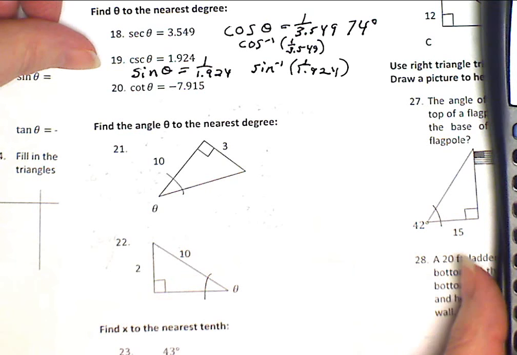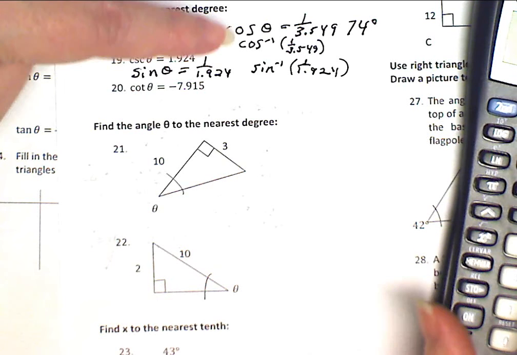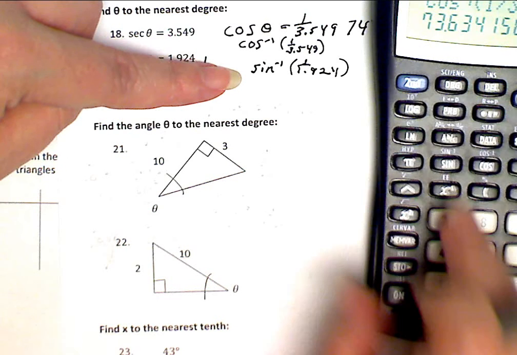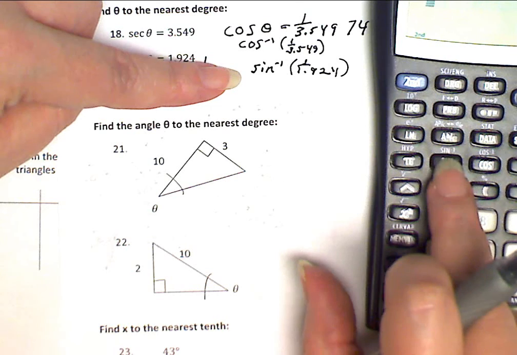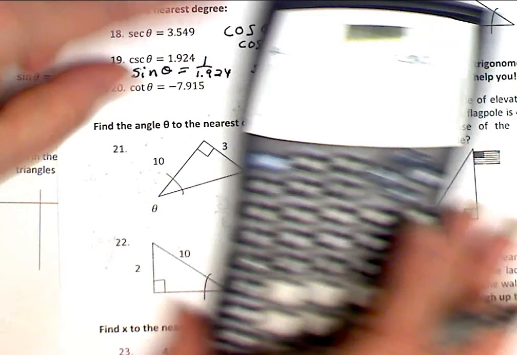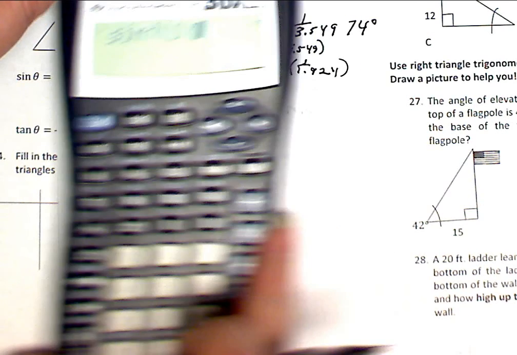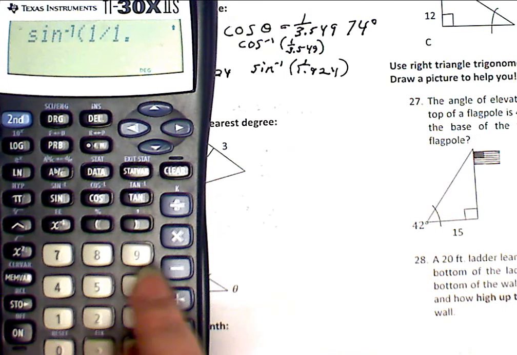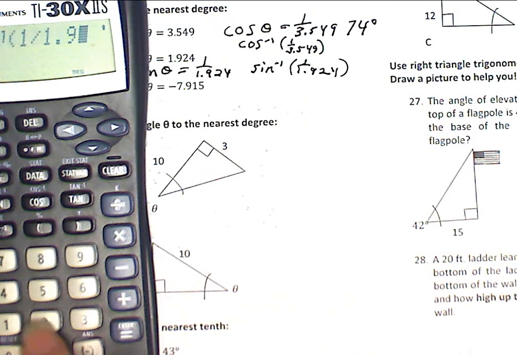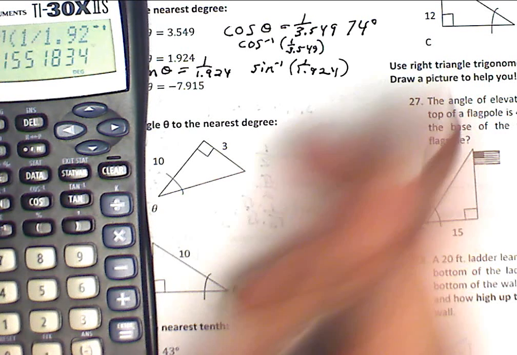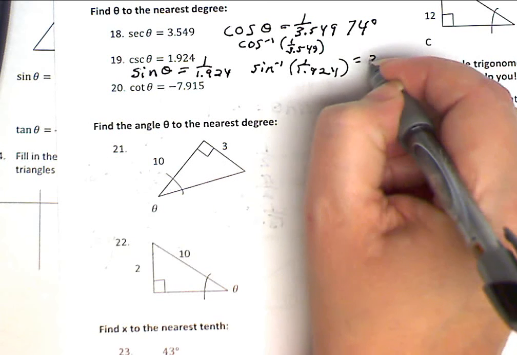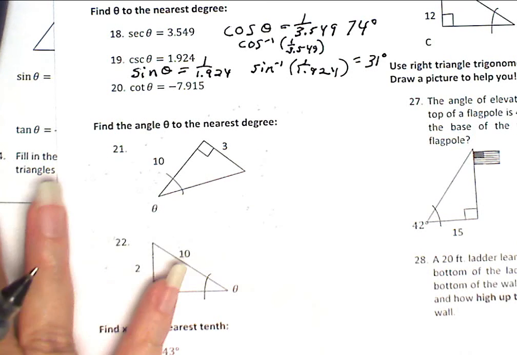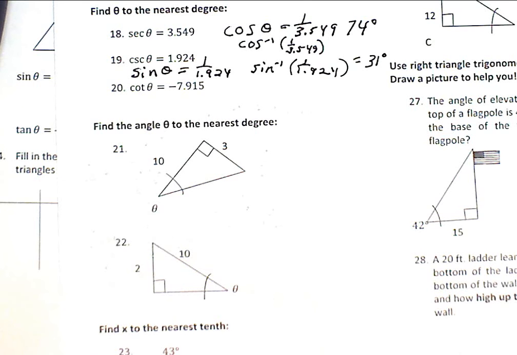So you're going to go sine inverse on your calculator of 1 divided by 1.924. It's 31.